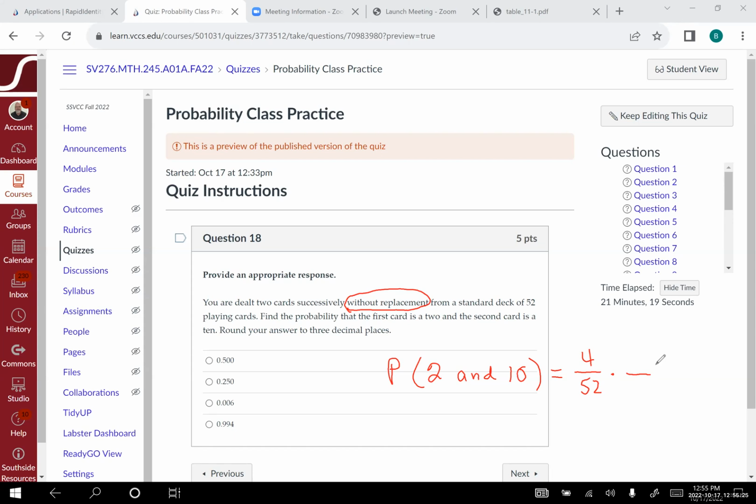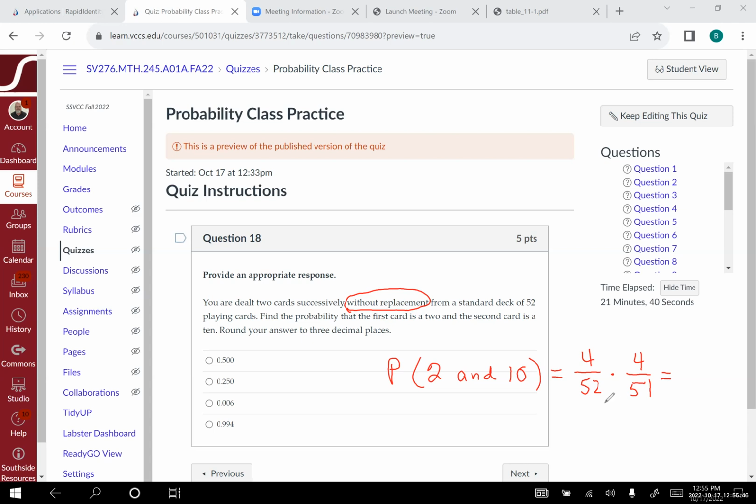So you have a 2 in your hand. How many 10s are in the deck that's left over? It'd be 4 over 51, right? Very good. That's exactly what it would be. Nice. So I'm going to need somebody to multiply those together and tell me what the probability is.